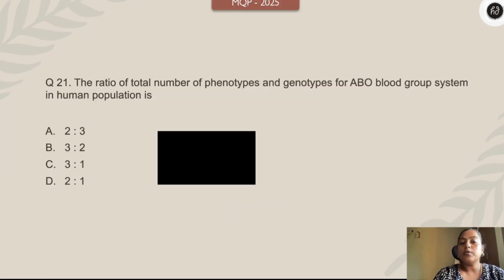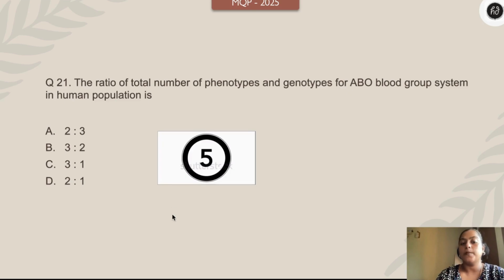The ratio of total number of phenotypes and genotypes for ABO blood group system in human population is 2:3, 3:2, 3:1, 2:1. Your time starts. 3, 2, 1, right? Now, come on children, I want everybody to answer this. This is a very simple question. Phenotype is the physical appearance. Genotype is a genetic constitution, right?